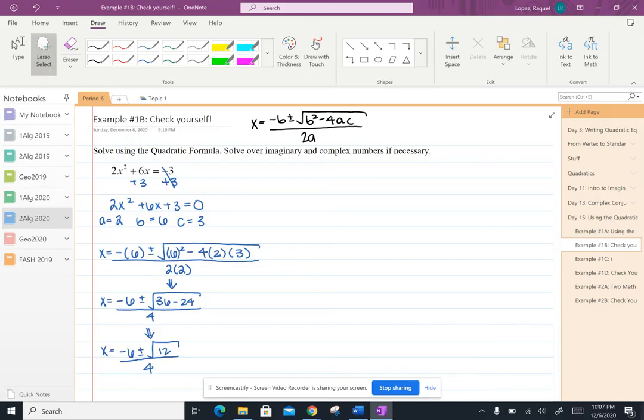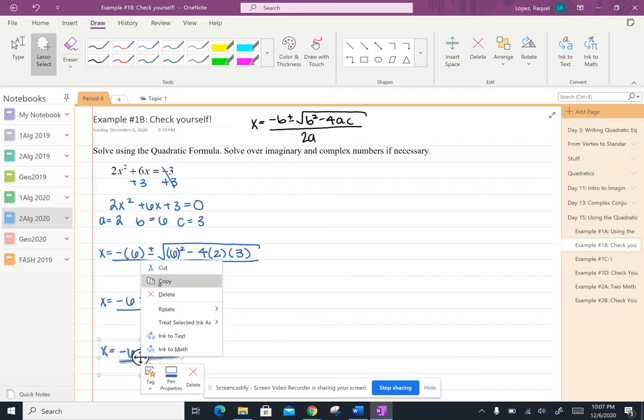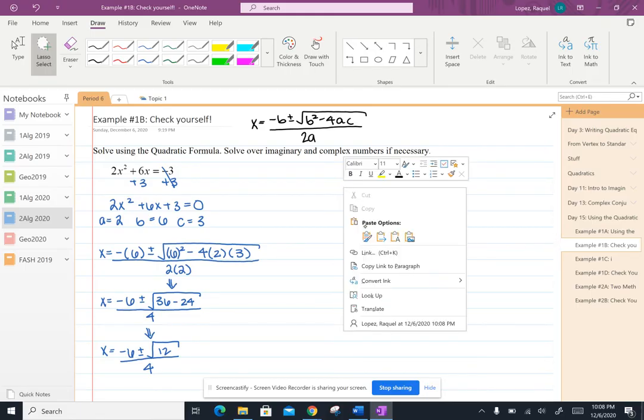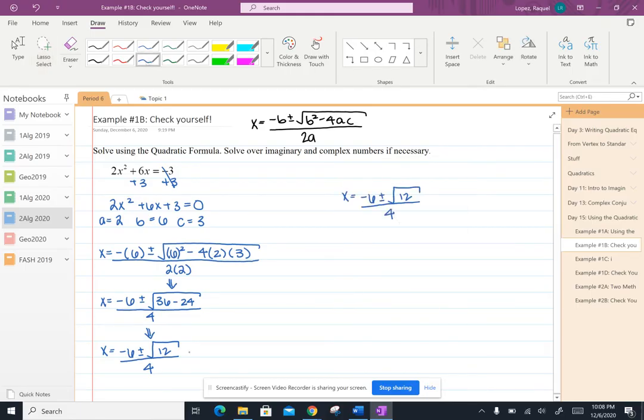Okay, let's bring this over. I wonder if I can just copy that. Copy, and let's paste it right here. There we go. Okay, so we're going to come over here.